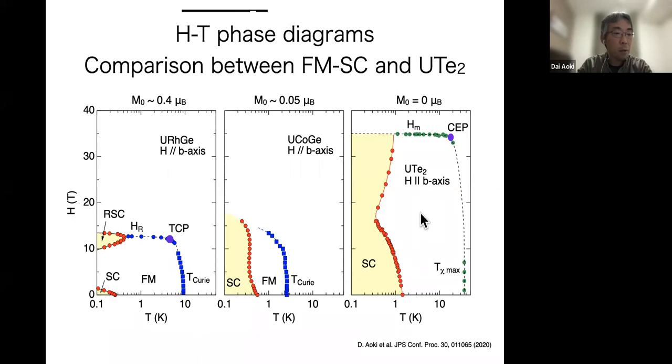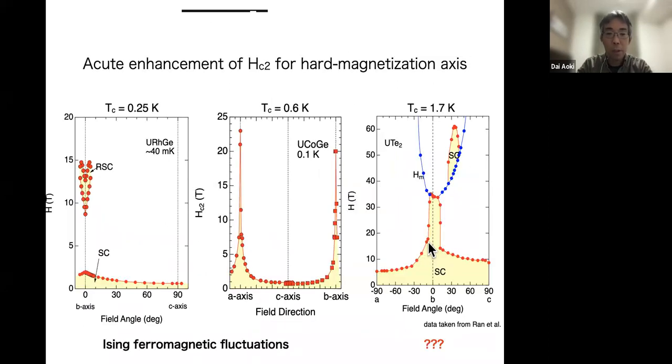So another view is the angular dependence of HC2. So uranium rhodium germanium and uranium cobalt germanium. You can see the reentrant superconducting region appears when the field is applied along the hard magnetization axis here or here. This kind of acute enhancement of HC2 cannot be explained by the usual effective mass model, of course. So we can understand that probably the very anisotropic Ising type ferromagnetic fluctuation is important to induce superconductivity for these materials. And in uranium ditelluride, it also shows a quite anisotropic HC2.